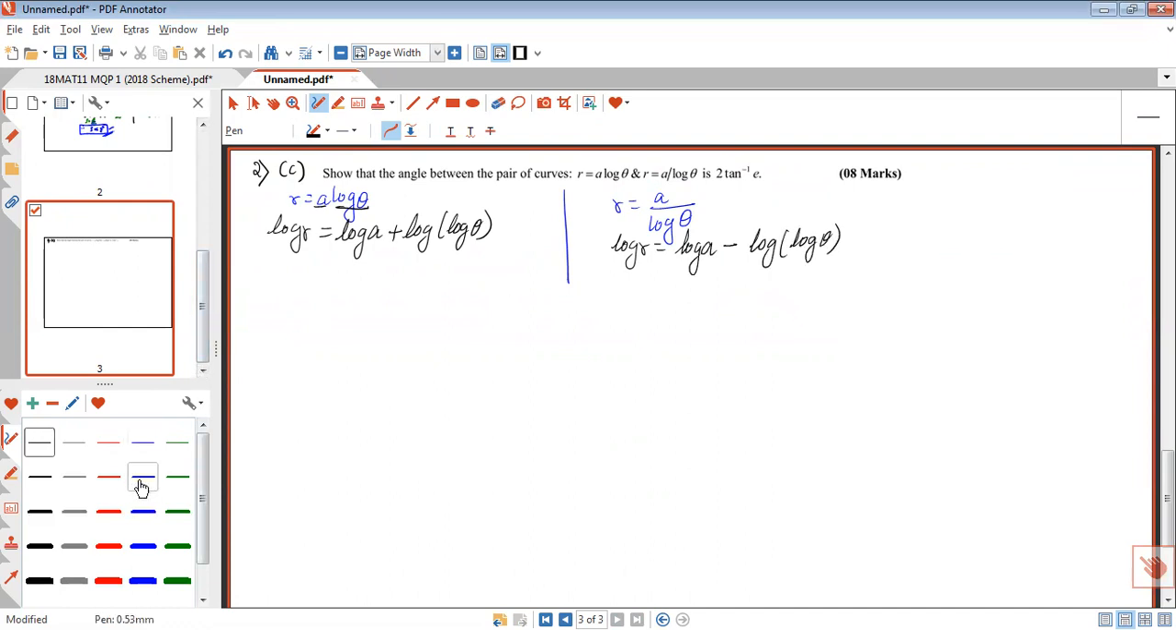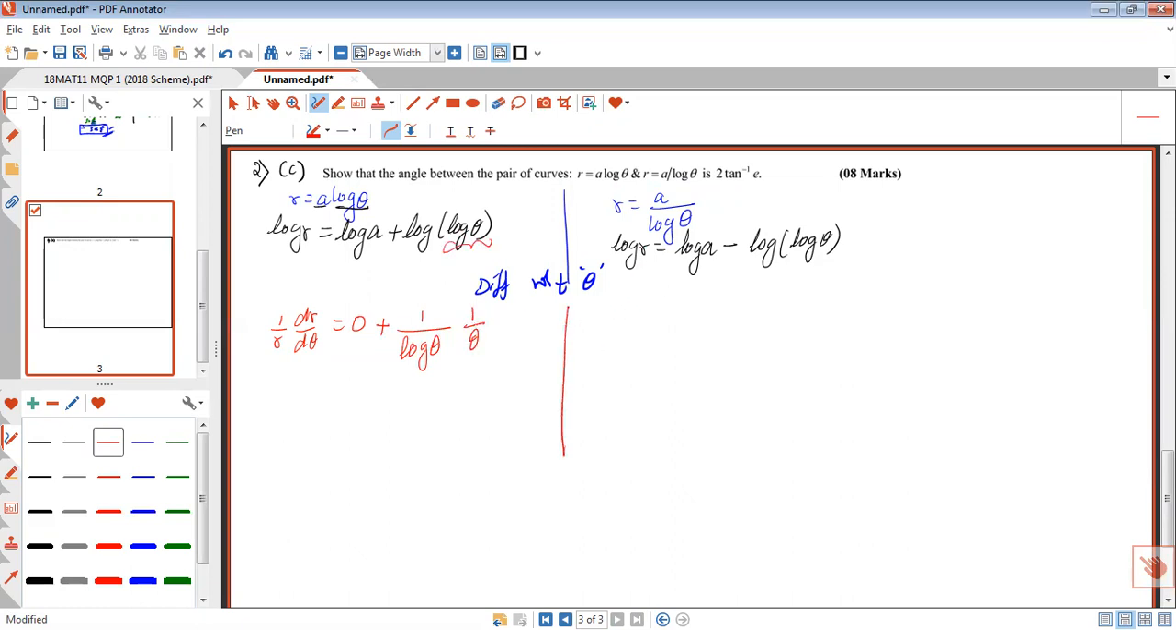Now differentiate with respect to theta both the curves. We will get differentiation of log r is 1 by r dr by d theta. Differentiation of log a is a constant, so 0. Differentiation of log is 1 by log theta. Further differentiation of log theta, the inner term, is 1 by theta.